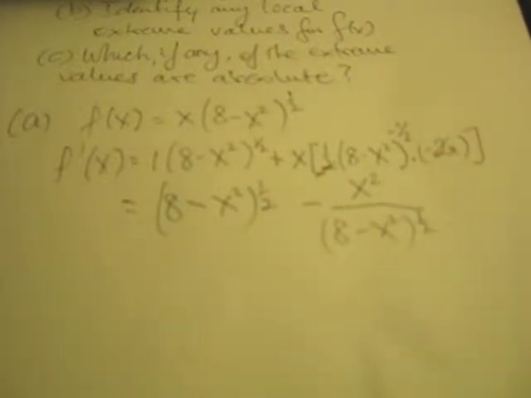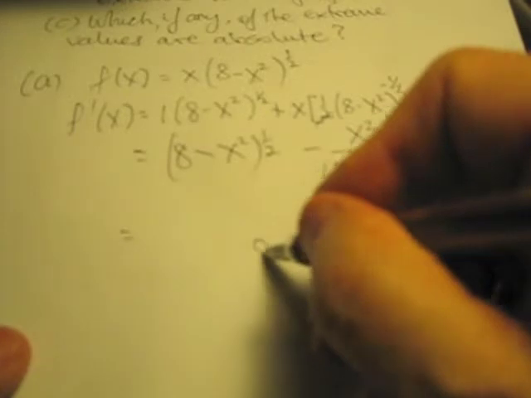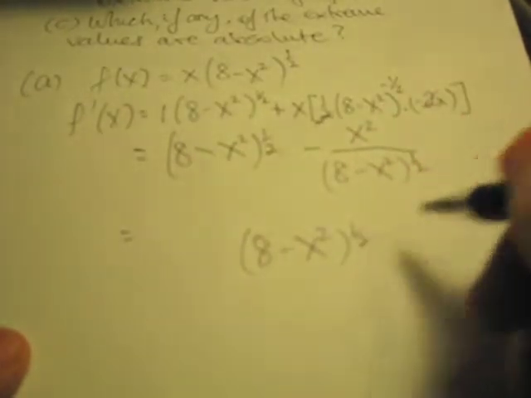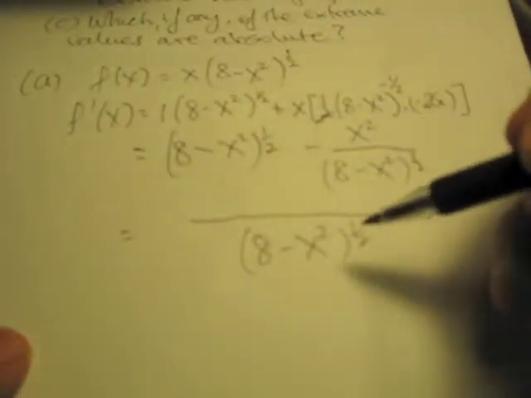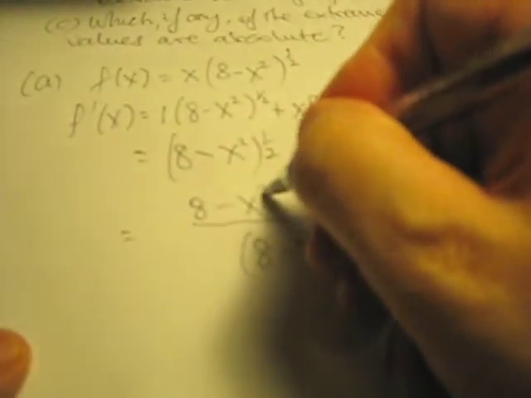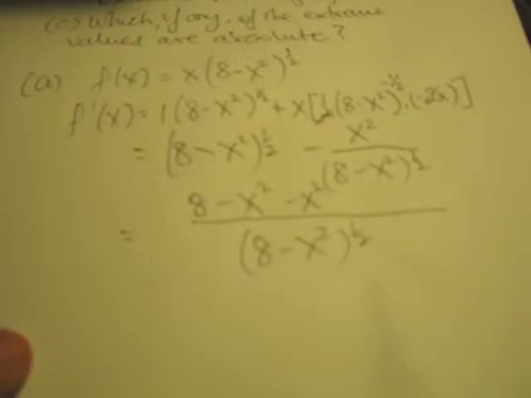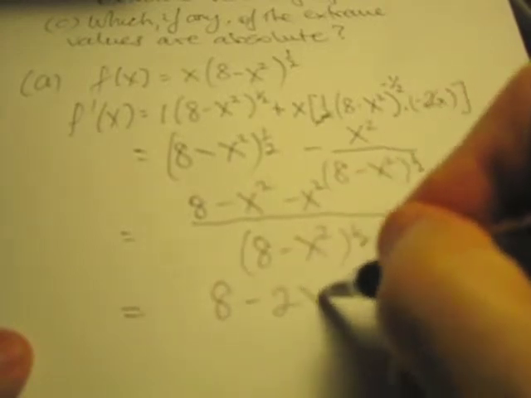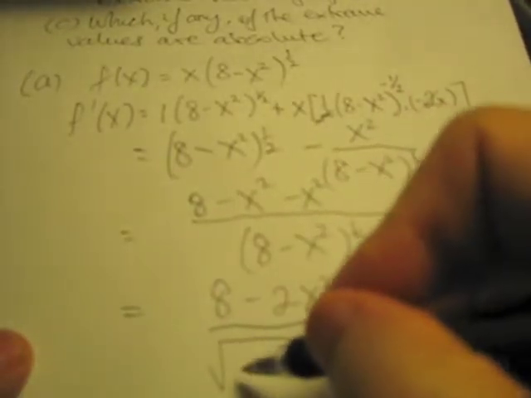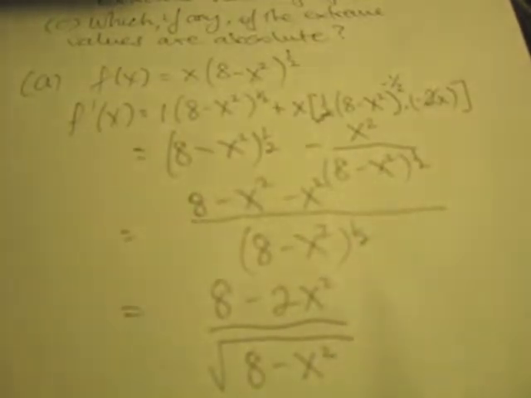Alright, to deal with this we need to find a common denominator, which will be 8 minus x squared to the half, and to do that we're going to have to multiply this 8 minus x squared to the half by 8 minus x squared to the half, which gets rid of the half, and we're subtracting off x squared. So at the end of the day our derivative here is going to be 8 minus 2x squared over the square root of 8 minus x squared, and that will be our first derivative. Alright, so that's the way we find this derivative.